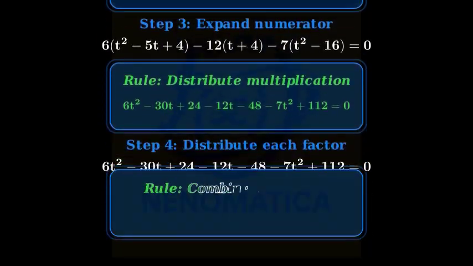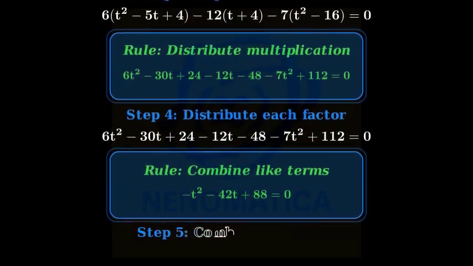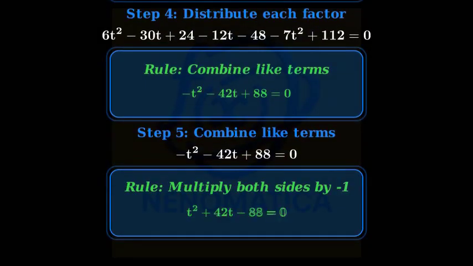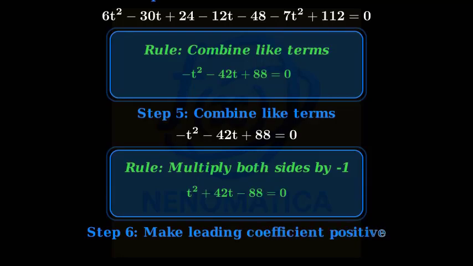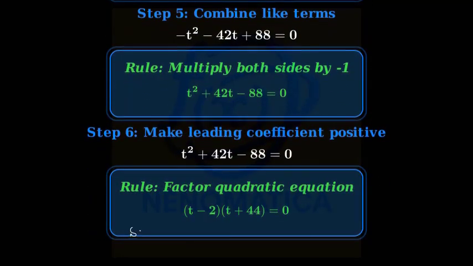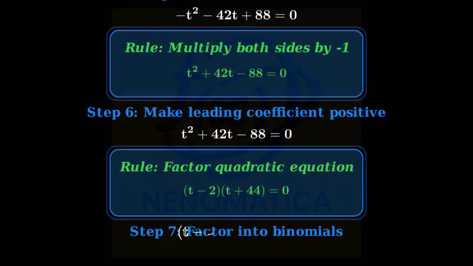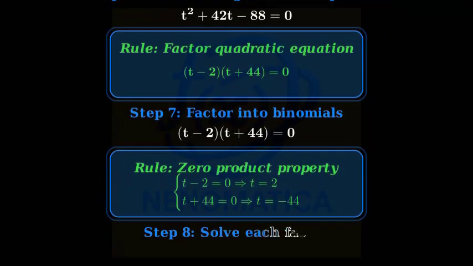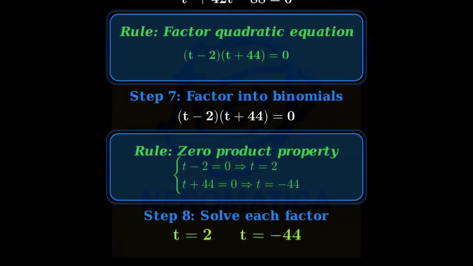Step 6. Multiply the equation by -1 to make the leading coefficient positive. Step 7. Factor the quadratic expression. Step 8. Use the zero product property and solve for t.